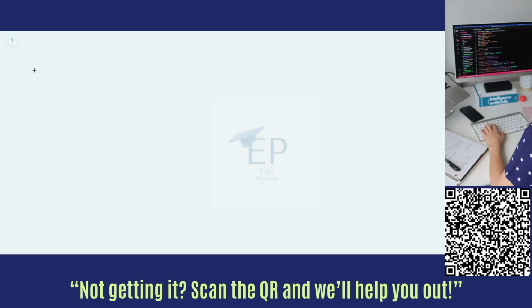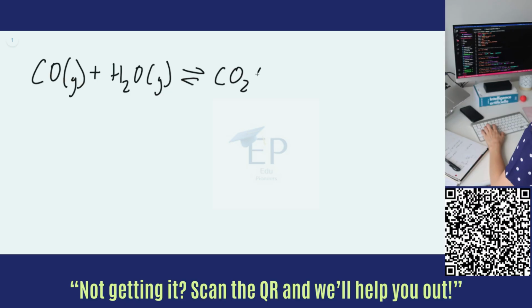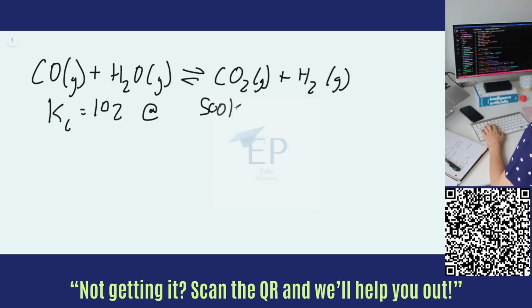So this problem gives us the reaction CO gas plus H2O gas reversibly forms CO2 gas plus H2 gas, and gives us that we have a Kc of 102 at 500 Kelvin. And so we're given the initial concentrations of CO and H2O, and we assume that the initial concentrations of CO2 and H2 are 0. And so we can set up an ice table.